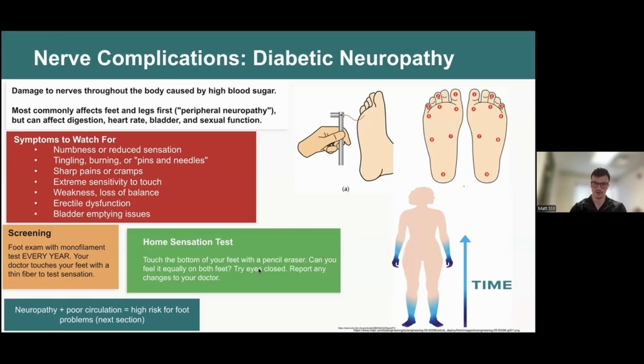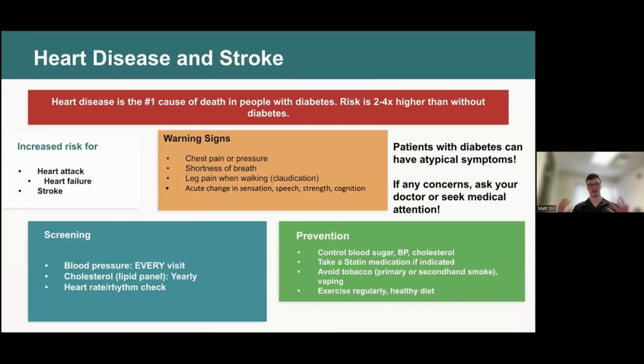What you can do at home is, if you have anything, even like a pen or a pencil eraser, you can test your sensation, checking the bottom of your foot, making sure that you can feel whatever stimuli you're pushing onto your foot. Additionally, patients with diabetes have a significantly higher risk for heart disease and stroke.